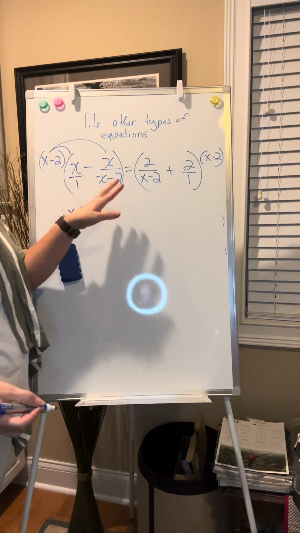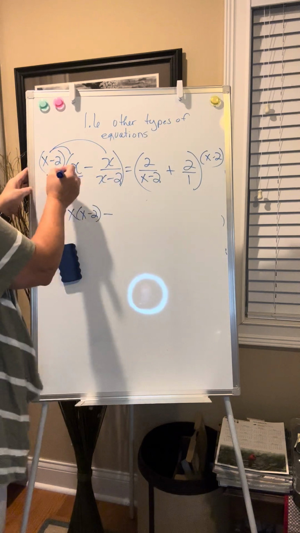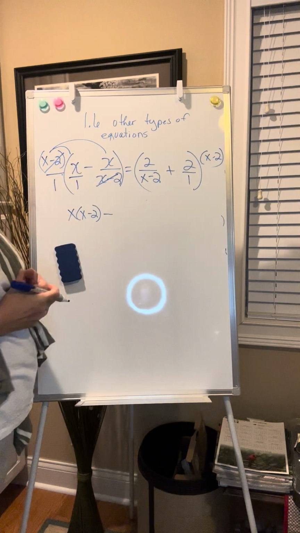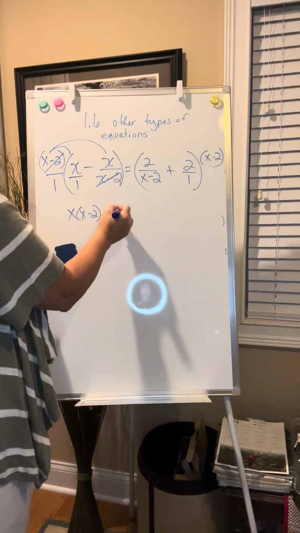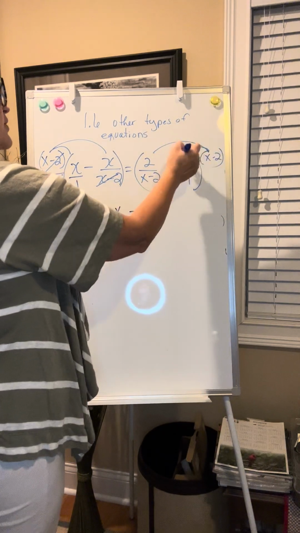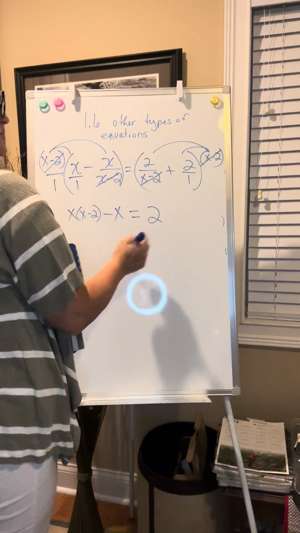But this one's nice. Whenever I distribute it here, the x minus 2 is diagonal. Remember, this is over 1, and you're multiplying, so the diagonals divide out, or at least reduce, and you just have the minus x. On this side, distributing as well. Right here, the x minus 2's cancel, just leaving a 2.